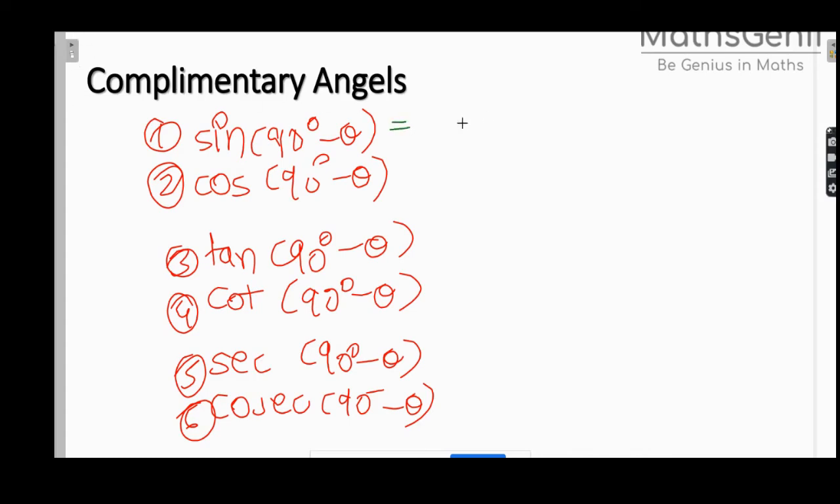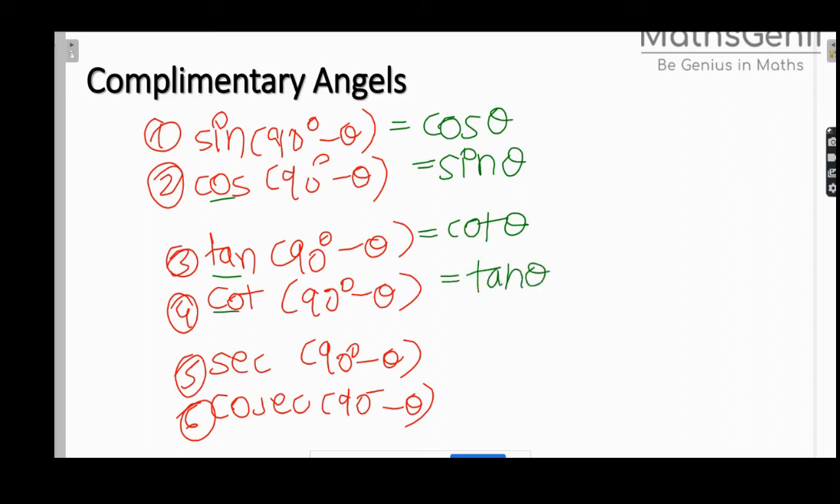Now this value is cos theta. Simple. Sine, cos, cos, sine. This is tan, so the answer is cot. Cot 90 minus theta is tan theta. These are the formulae. I am just telling you how to remember them. Here you have cosec, so you will get sec. Simple. I was just telling you how to remember the formula of complementary angles.